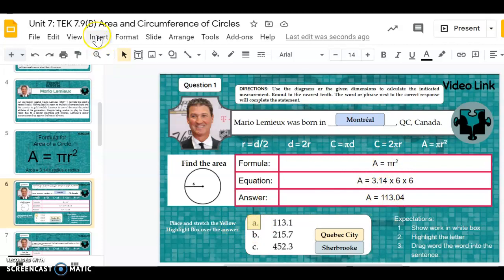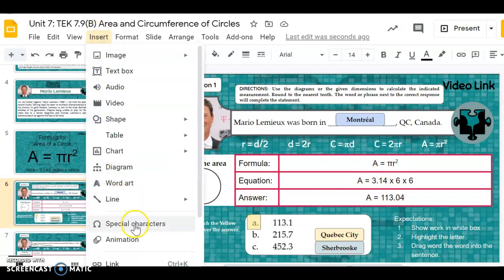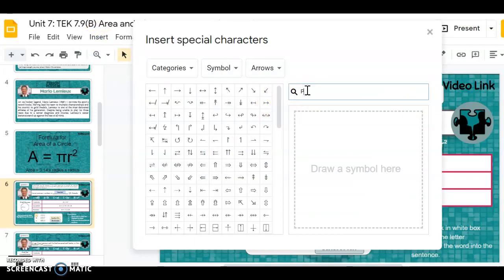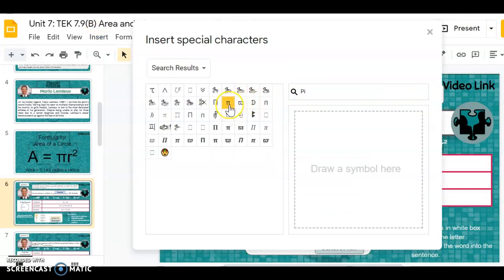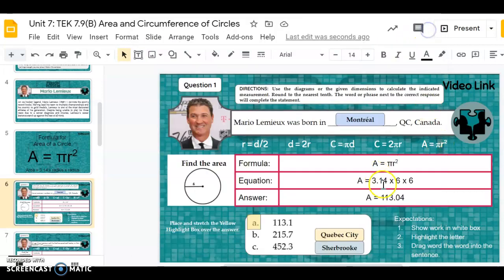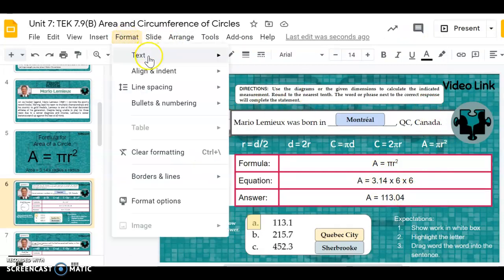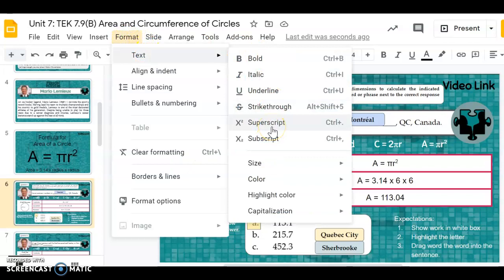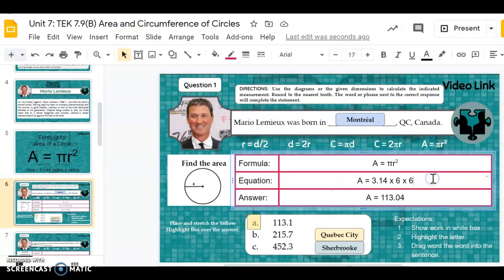Again, you have to go up here to insert special characters in order to get pi. You go over here, you type pi. It gives you pi right there. You just click on it once, it will pop up wherever your cursor was. Then you go to Format, Text, Superscript to make that small 2. You are required to do this. These are not hard things to do. So that's why I'm requiring you to do them. If you have any questions, let me know. But this is exactly how every single slide should look.